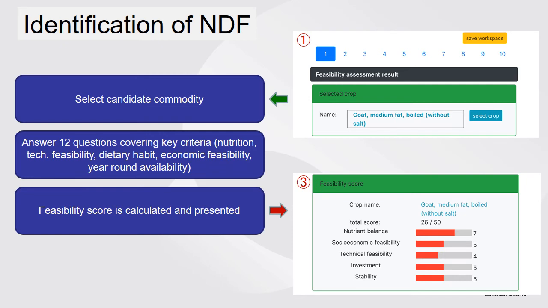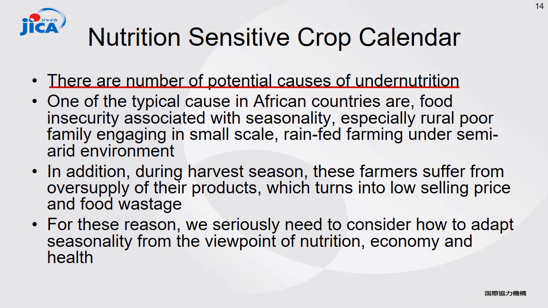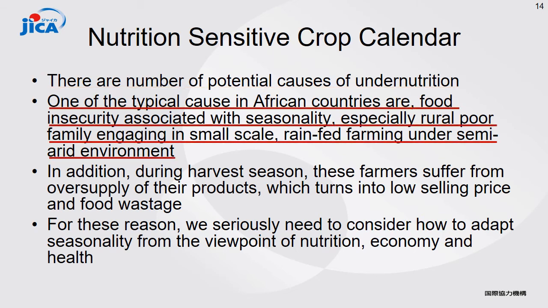Optimize cropping pattern based on household economy and nutrition. There are a number of potential causes of undernutrition. One of the typical causes in African countries are food insecurity associated with seasonality, especially rural poor families engaging in small-scale rain-fed farming under semi-arid environments.